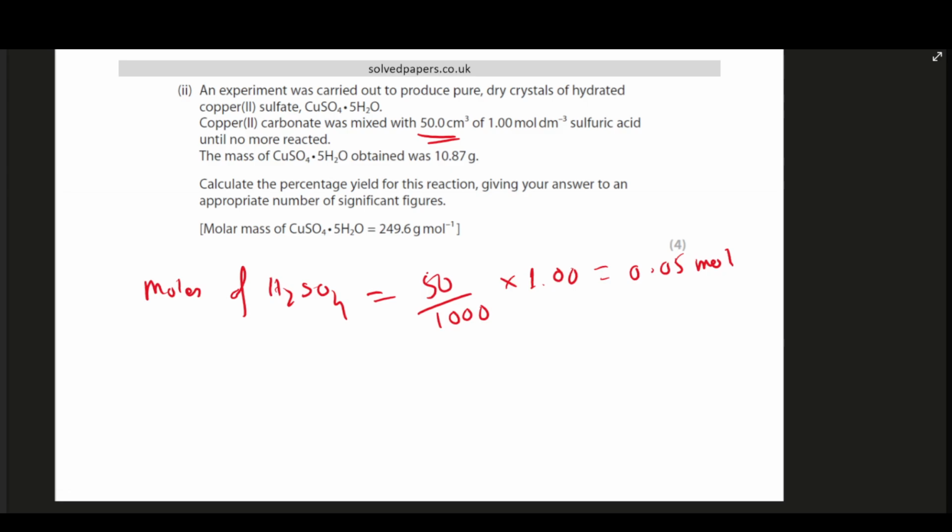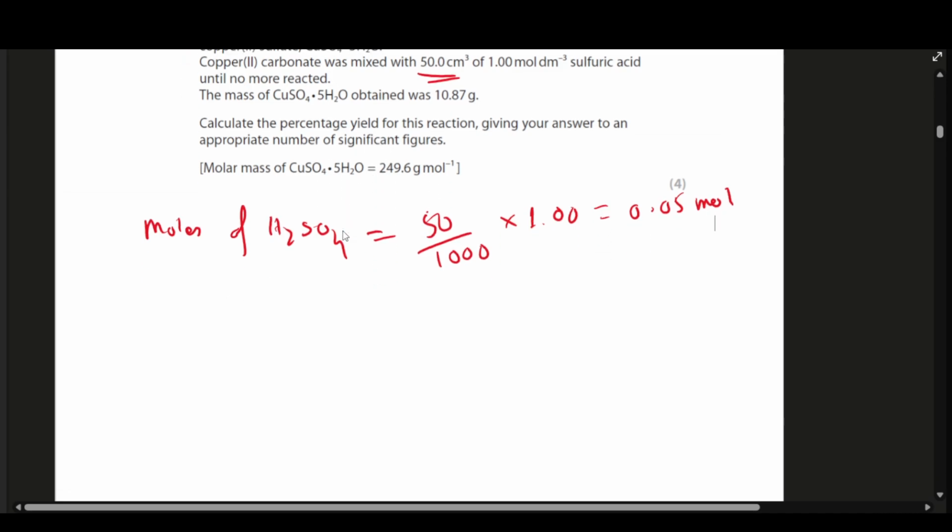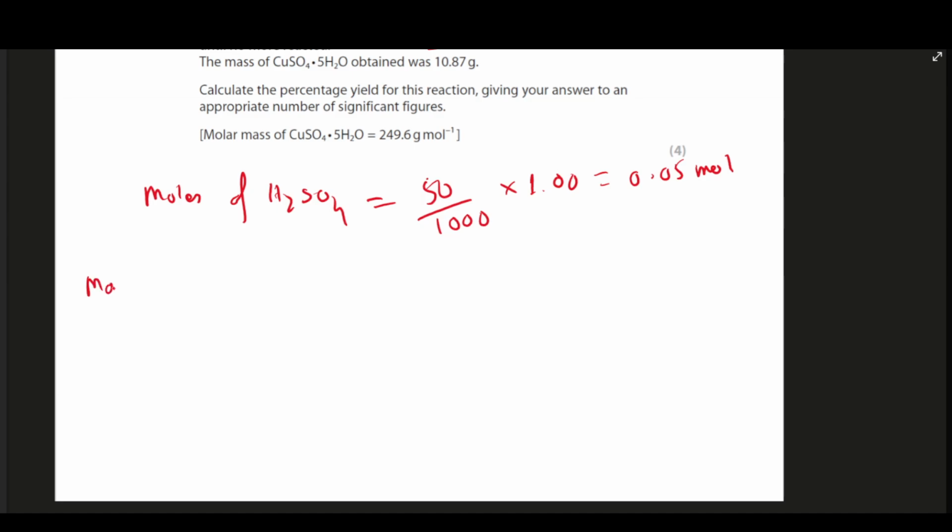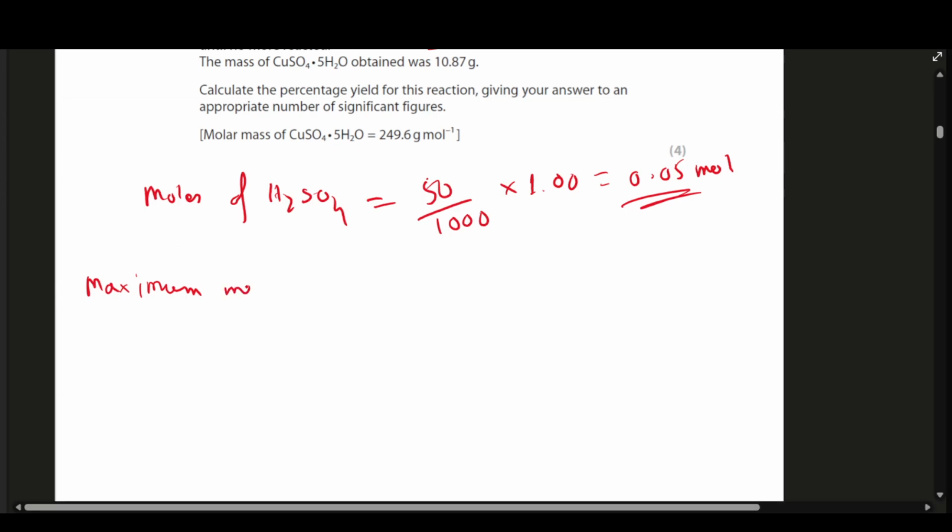Now you can calculate the maximum mass of copper 2 sulfate. How much copper 2 sulfate can be produced? So you already know the smaller mass of copper 2 sulfate. So you can write that this much moles of H2SO4 was used for the production of copper 2 sulfate 5H2O. So the maximum moles, right? Sorry, actually mass.